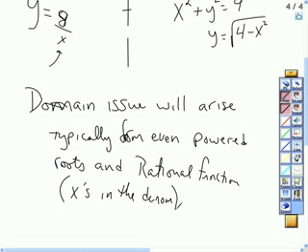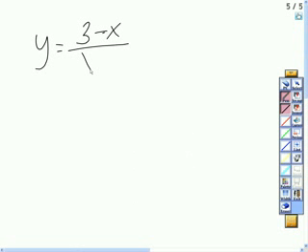We good? Denominator. Okay? So like on this problem here, okay, the domain of this function, in other words, is there anything that x can't be?